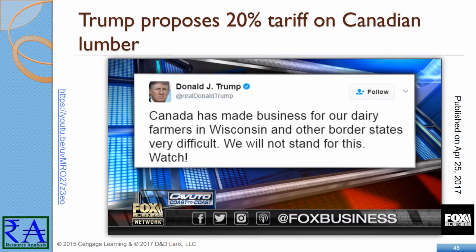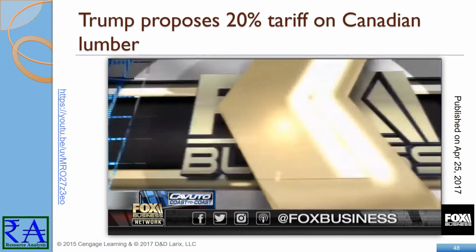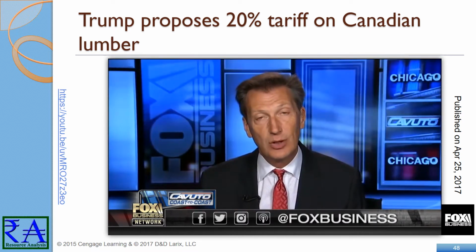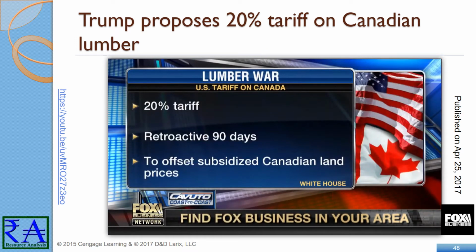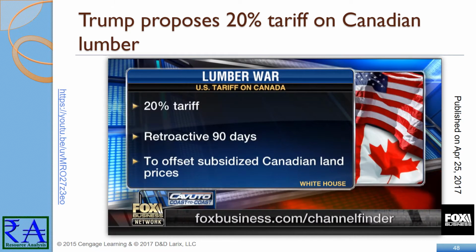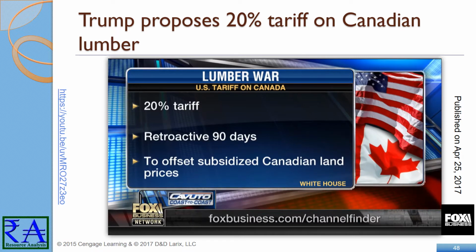Watch. Well, what they're watching right now is a 20% tariff on Canadian softwood lumber. What the heck is that? Well, if you go into Home Depot, buy yourself a 2x4, that would be Canadian softwood lumber, more likely than not, because a lot of it comes from Canada. The tariff would be retroactive to 90 days, which would get a little extra sting to Canada for it, and it would be to offset the subsidies the U.S. government says Canada puts on its lumber.